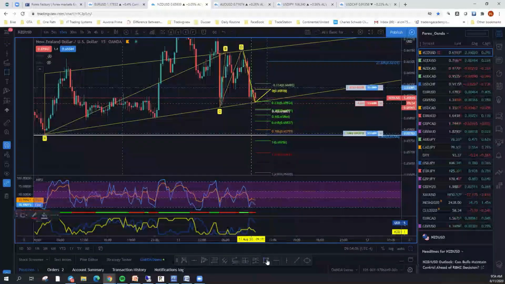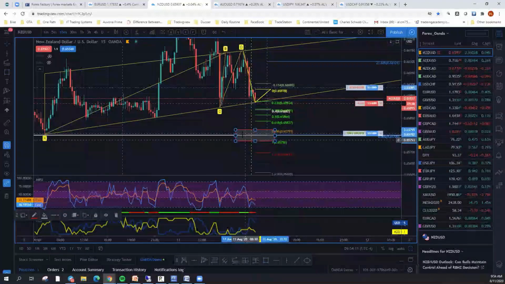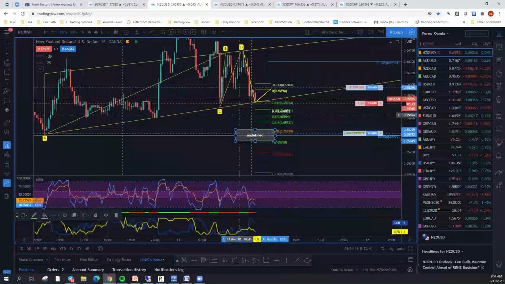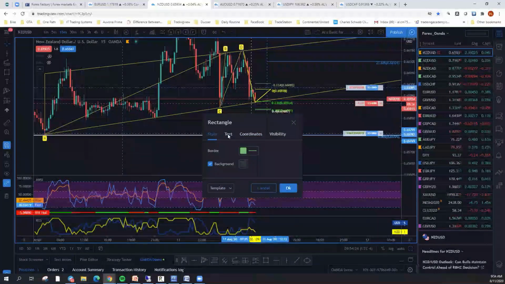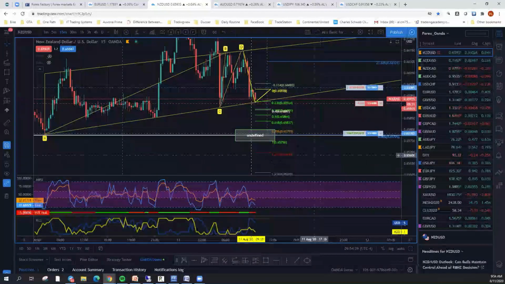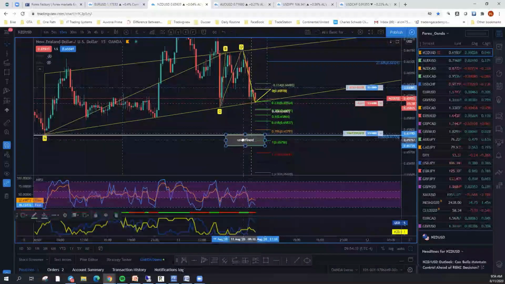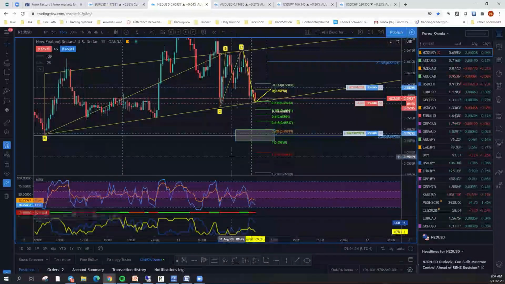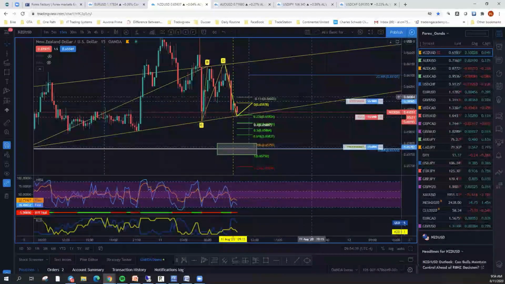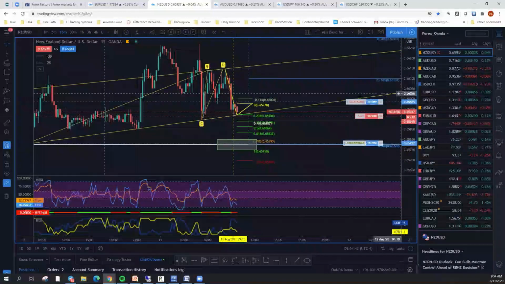Why is this not there? And I'll make this green. I don't need that label in there. Why is that saying undefined? I'm wondering why that is. Huh. Weird. Another one of those little quirks of TradingView sometimes.